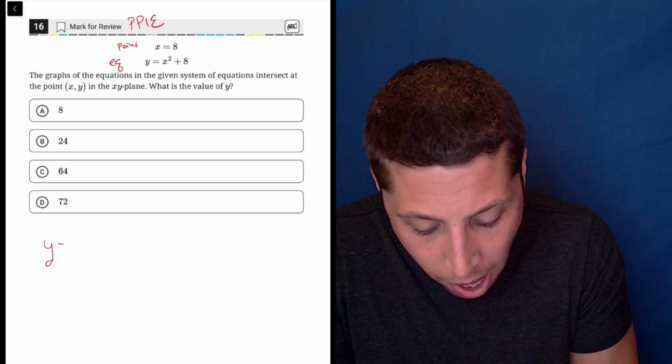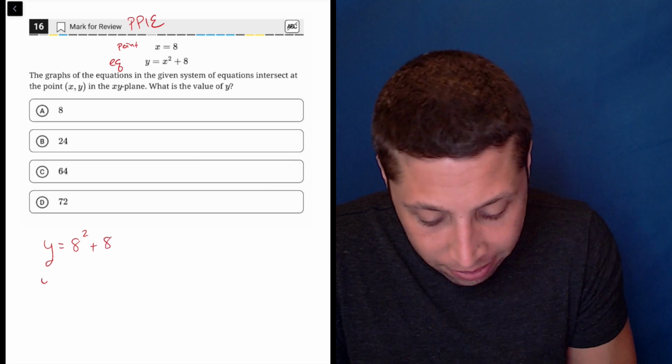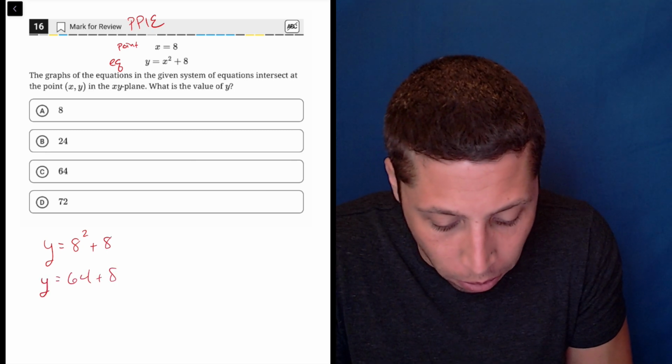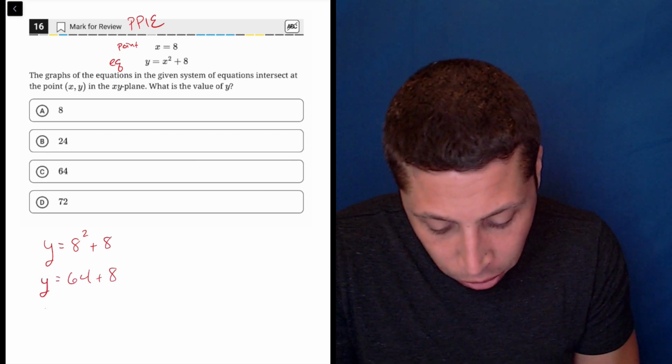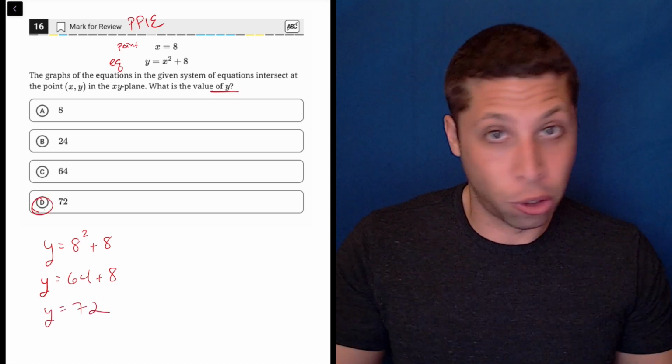So we could just do y is equal to, the x is 8, so 8 squared plus 8. So y is equal to 64 plus 8. Just looking at the choices, you don't even need the calculator. Y is 72, and that's what they wanted, so we're done.